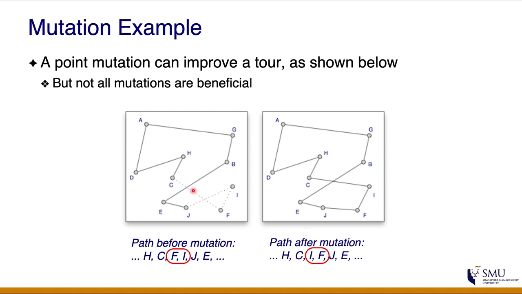So for example, if the sequence is HC and then FIJE, right? So H, try to find H, is over here, HC, and then FIJ, and then E, right? If you swap the sequence of F and I, what you get will be HC, I, F, J, E, and then B.